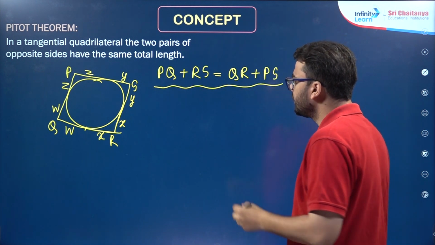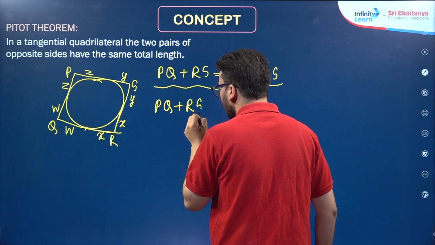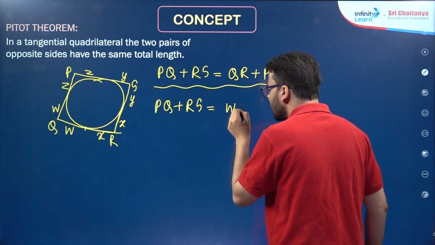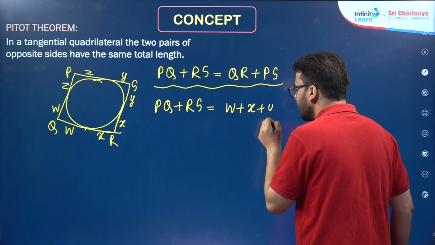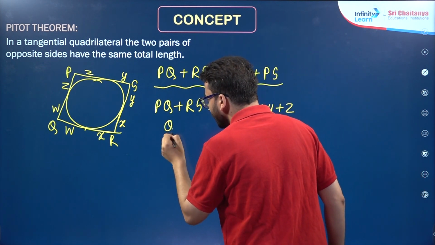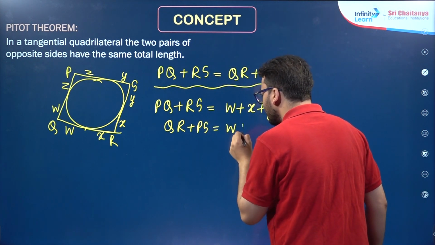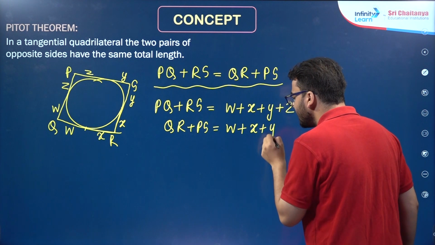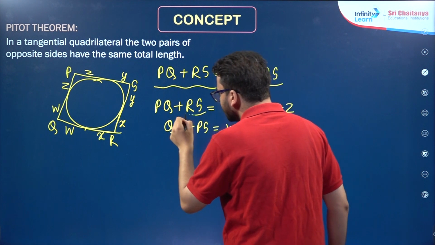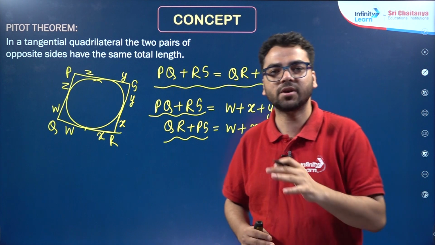Now over here, if you want to find PQ plus RS, what is that equal to? You see that PQ plus RS will be equal to w plus x plus y plus z only. In the same manner, if you want to find QR plus PS, that is also equal to w plus x plus y plus z. You can easily see that. So we have proved that PQ plus RS is equal to QR plus PS, and that's a very simple proof of the Pitot theorem.